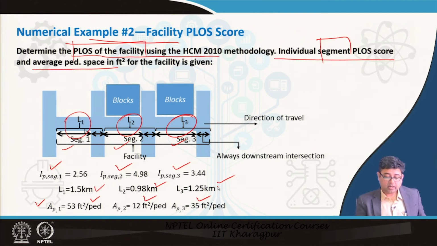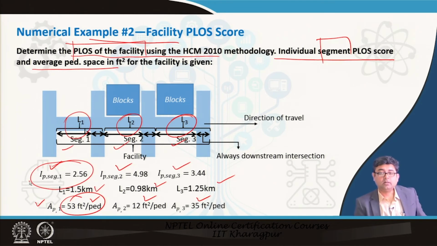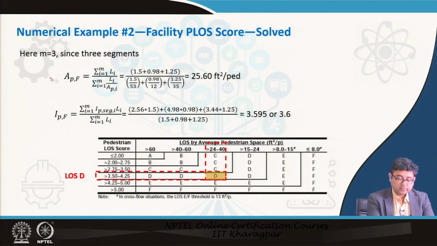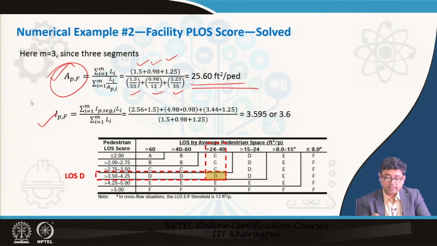This is very simplistic, where you are already given the area and each of the segment pedestrian level of scores. Then all you have to do is calculate the weighted average, and we have already given you the formula. This is the summation of each of the lengths, and this is the summation of the length divided by the areas. So, you know that the average pedestrian space available in the facility is 25.60.